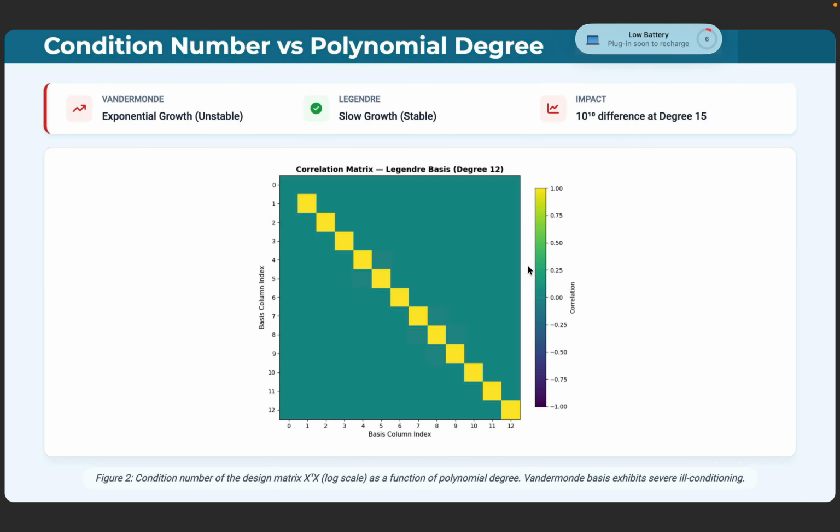In this slide, we will talk about the conditioning result. This plot shows the condition number versus polynomial degree. The Vandermonde condition number grows exponentially and becomes extremely large. In contrast, the Legendre condition number grows slowly. This confirms that an orthogonal basis significantly improves numerical conditioning.